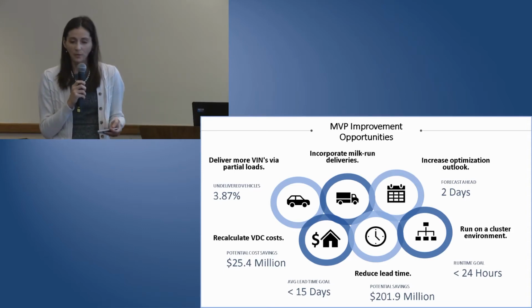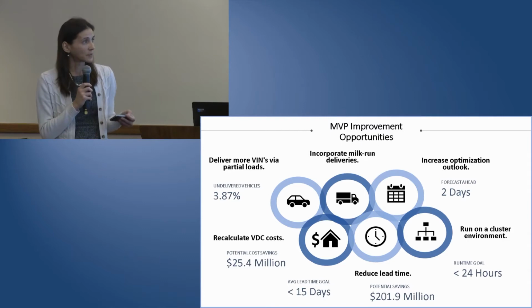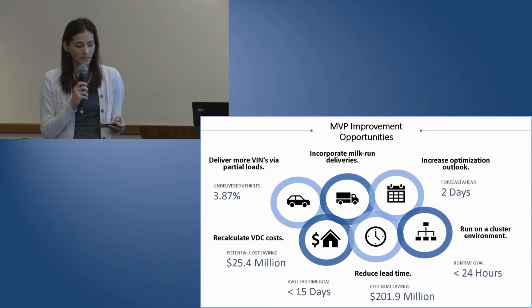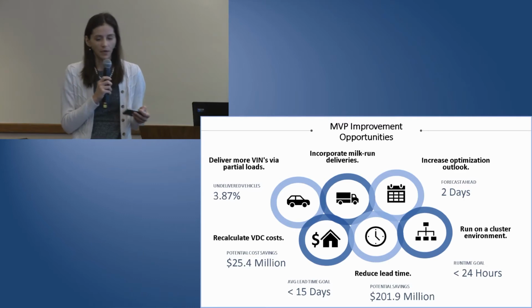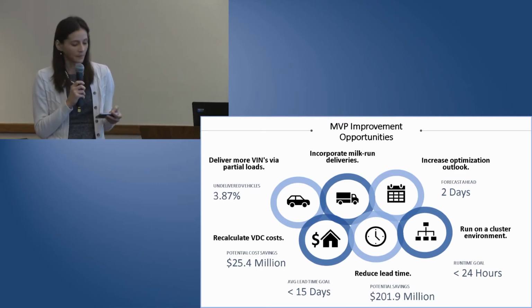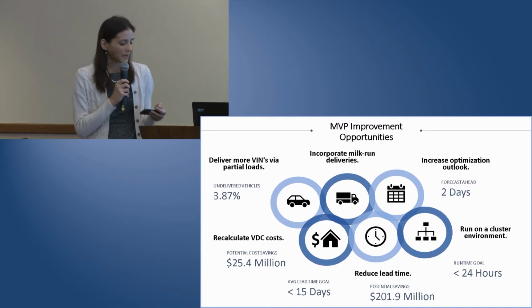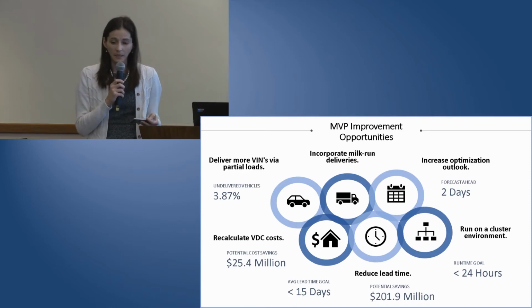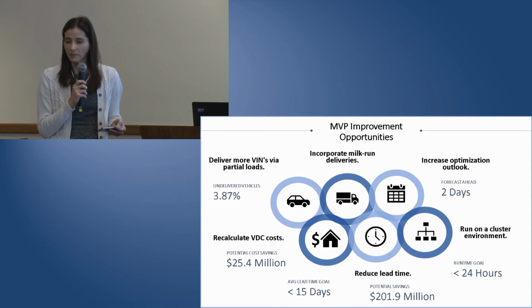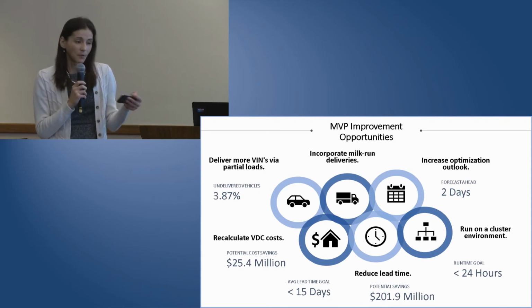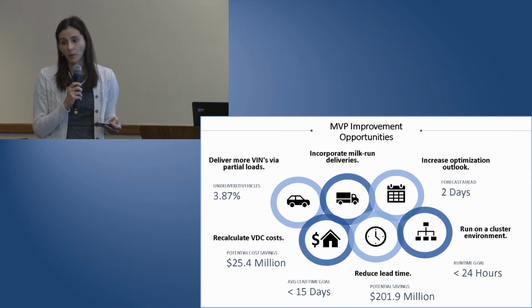We could enhance our model by increasing our outlook and forecast up to 2 days in advance. And if we run our model on a cluster environment and implement multi-core processing, we could improve its runtime, getting it down to our goal of less than a day. And by refining our model and implementing these improvement opportunities, we could reduce our total network cost by 9.4%. And with further testing, this could be improved even more.